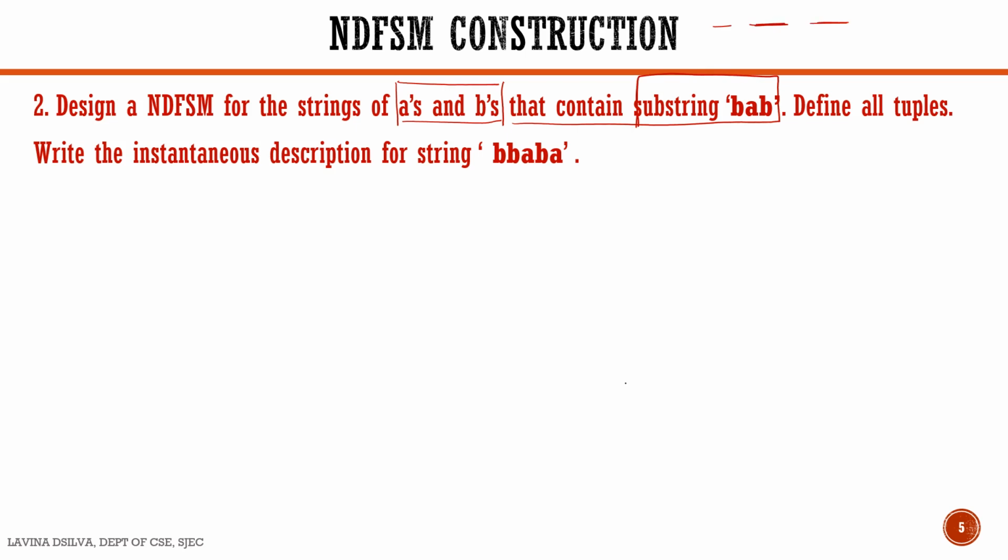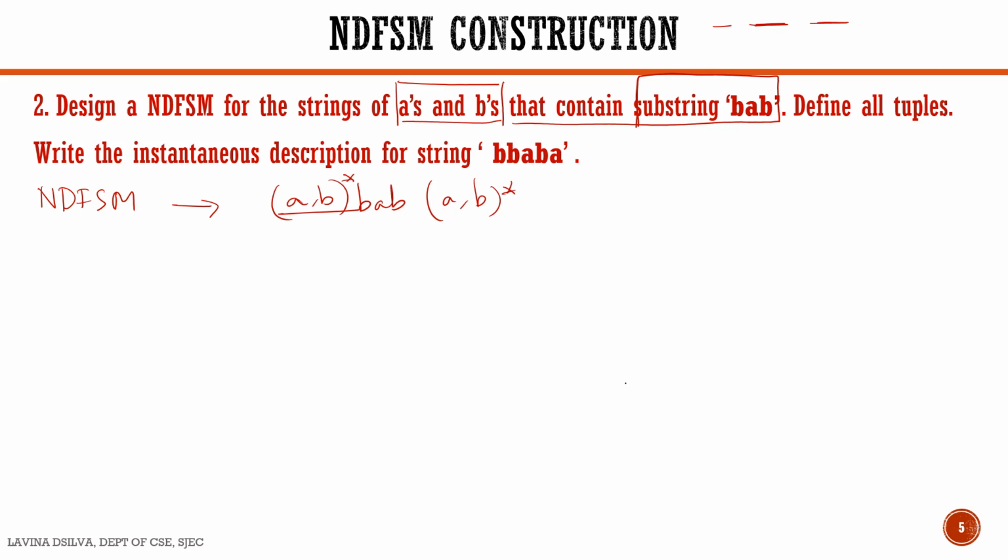Okay. So when we are constructing our NDFSM, we see the format: baabb is our substring. Before baabb, we can have any number of A's and B's, and after baabb, we can have any number of A's and B's.